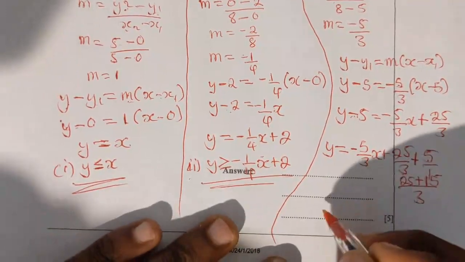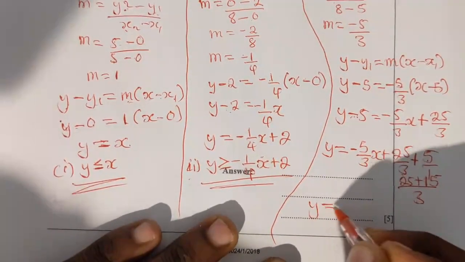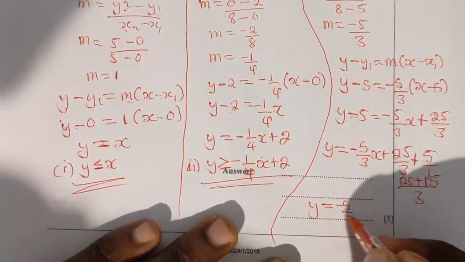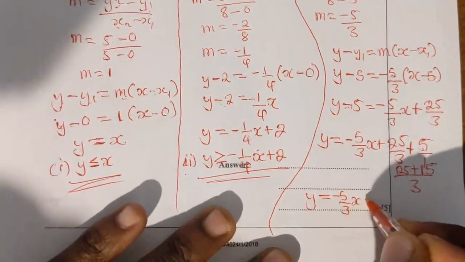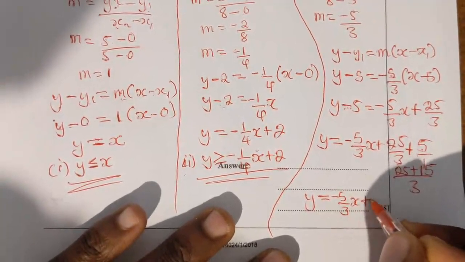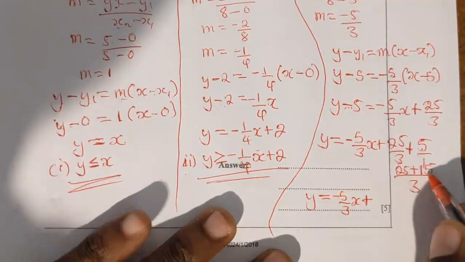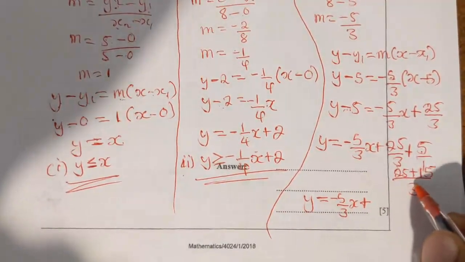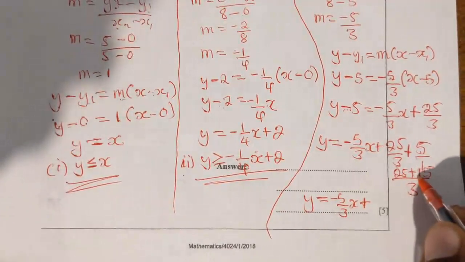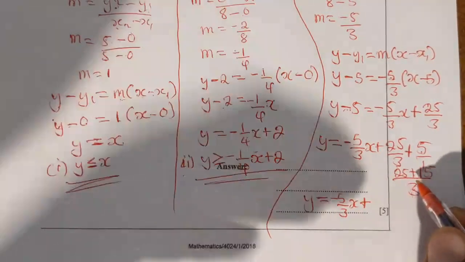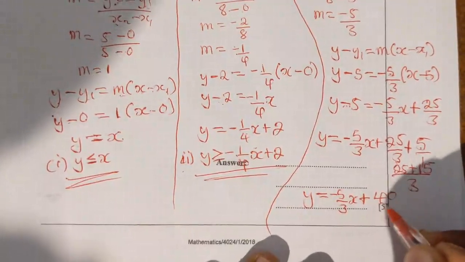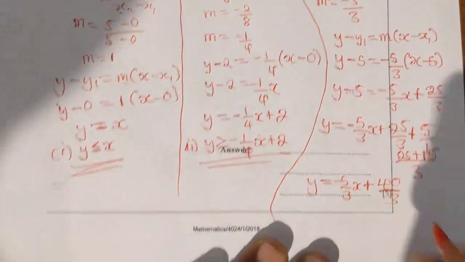Okay, so then you have y is equal to negative 5 over 3 x plus, here you have 25 plus 15. So 25 plus 15, you are going to have 40. You're going to have 40 divided by 3, like that.